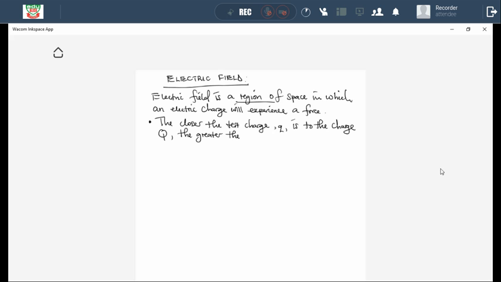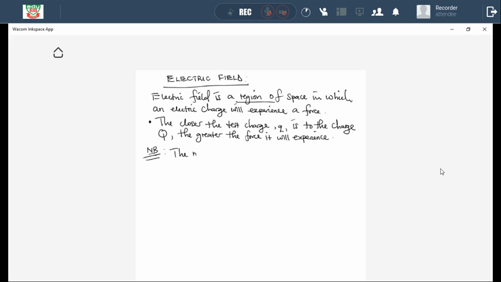The greater the force it will experience. So it is very correct for us to say distance and force experienced are inversely proportional. If the distance is greater, then the force is minimum. But if the test charge is much, much closer to the main charge, then it is going to experience a greater force. Good.